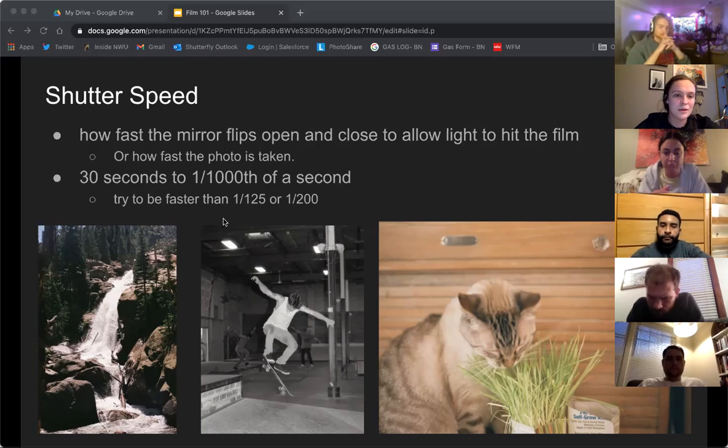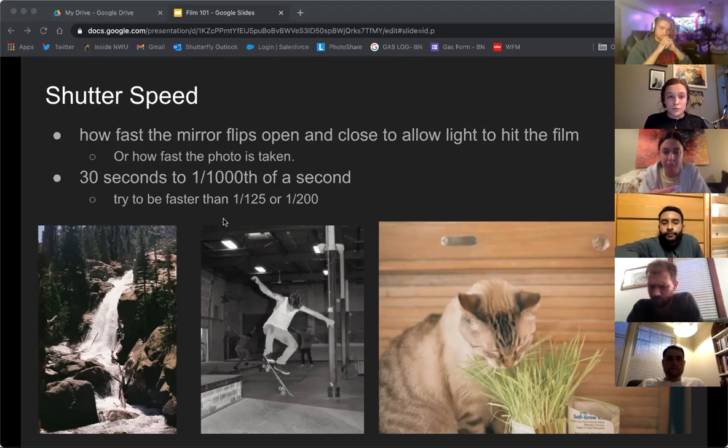And shutter speed can range from 30 seconds to 1/1000th of a second, depending on the kind of camera that you have.